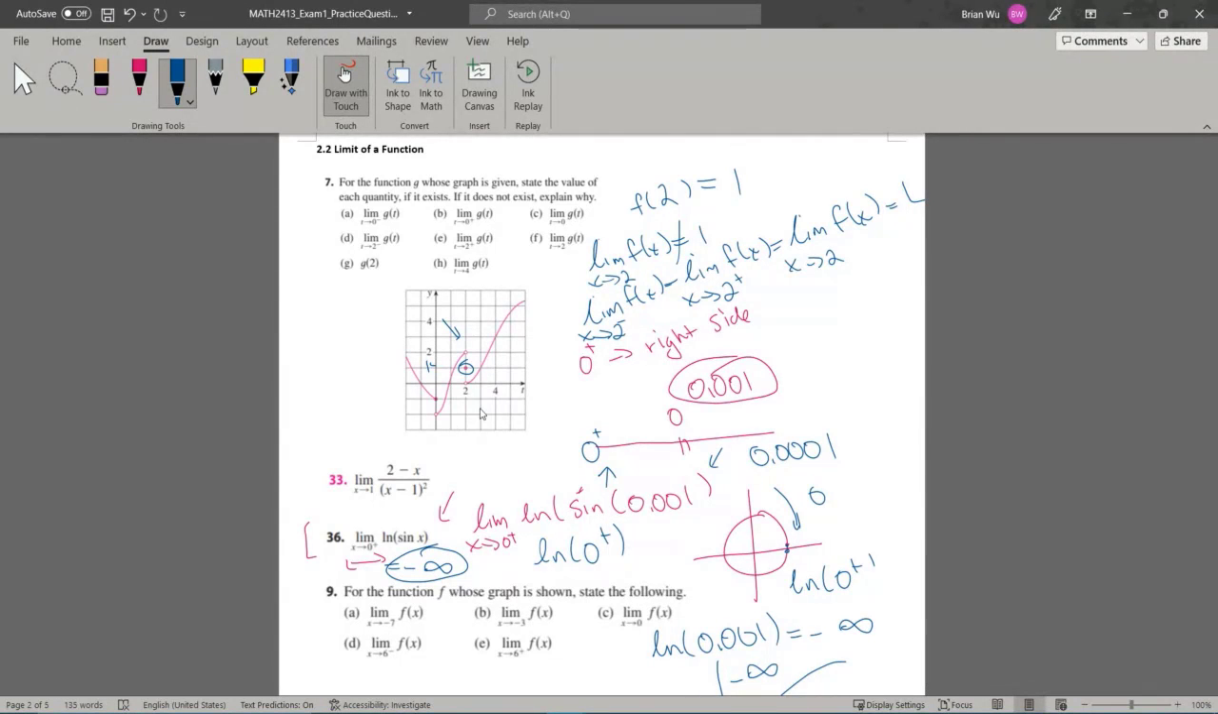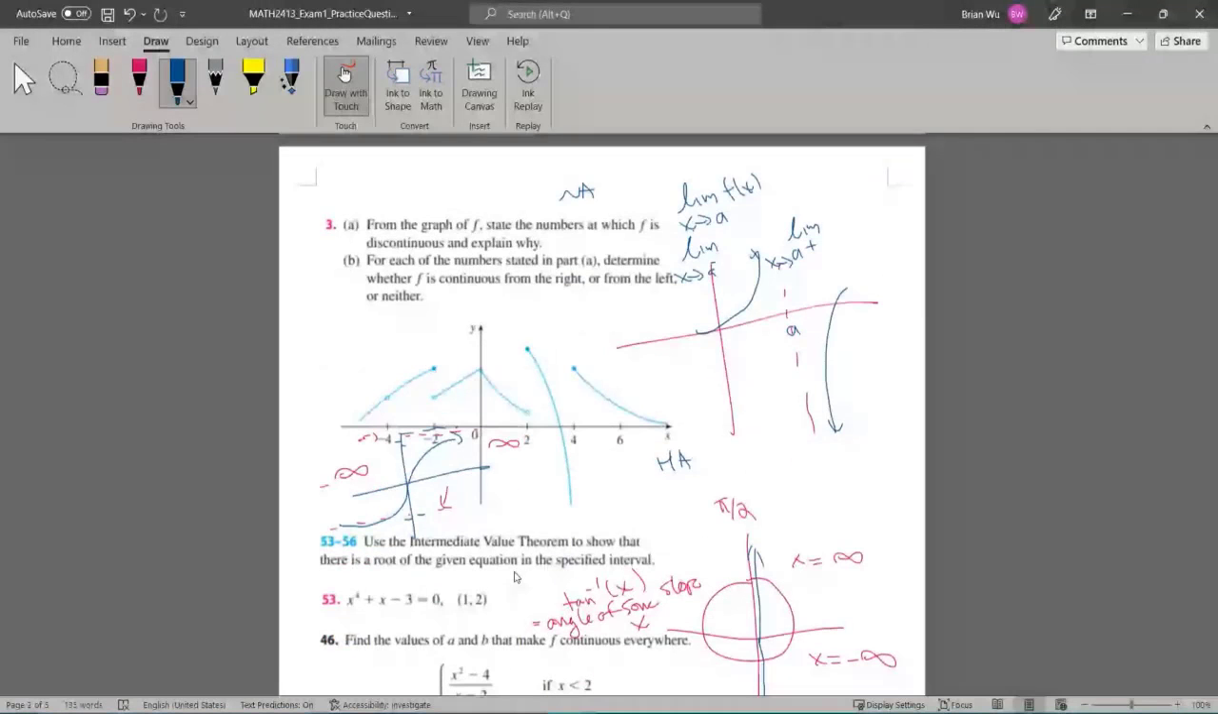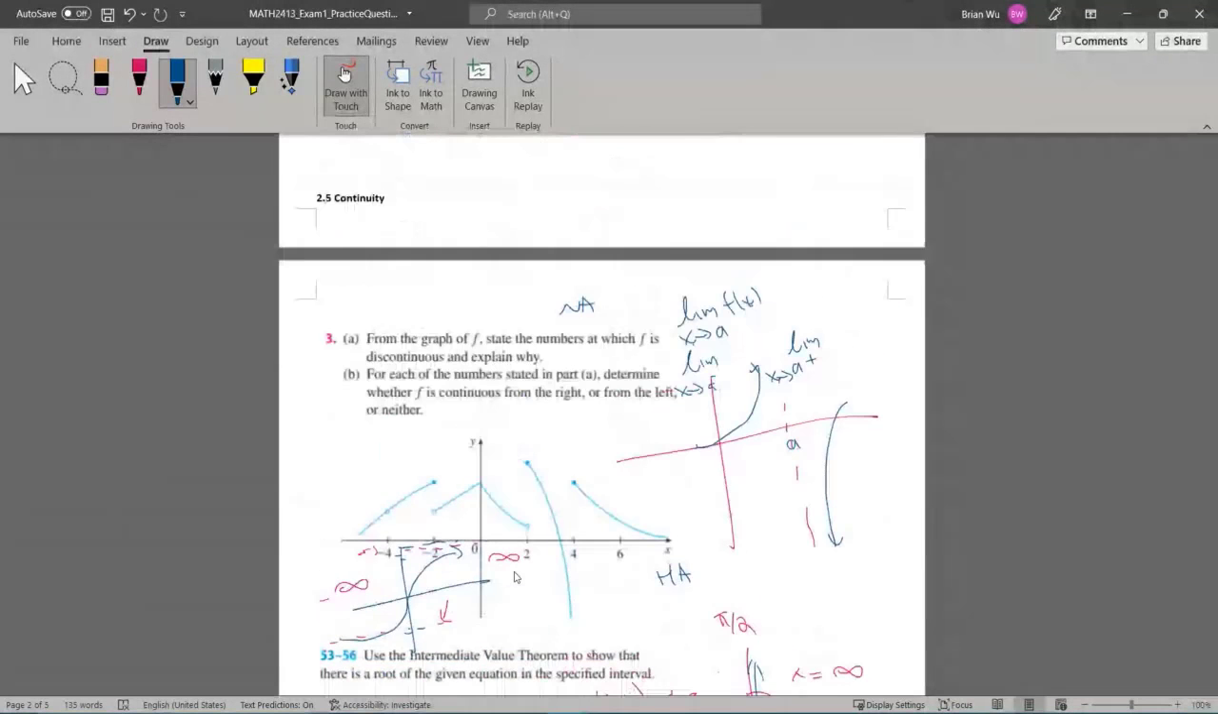Yeah, and for continuity, note that both the limit and the point have to be defined. So you can find some of those questions, I think, in the continuity chapter.